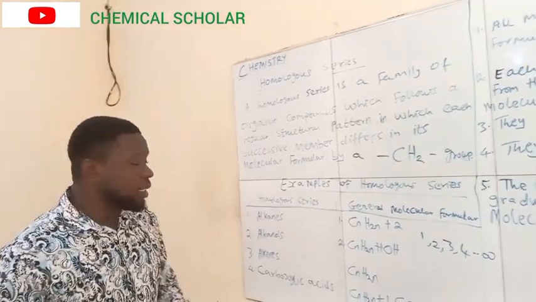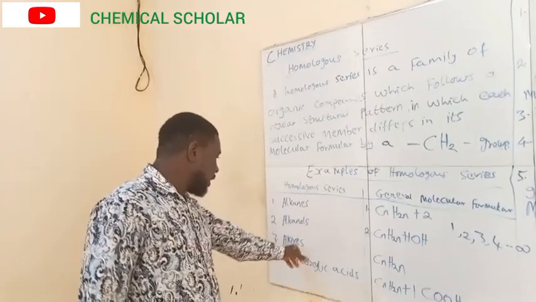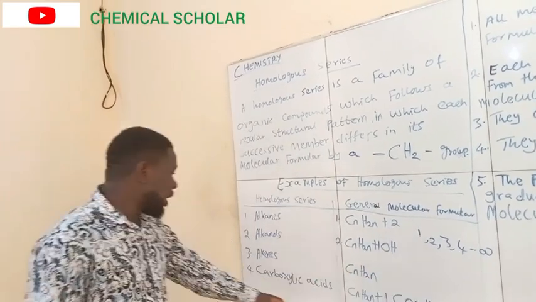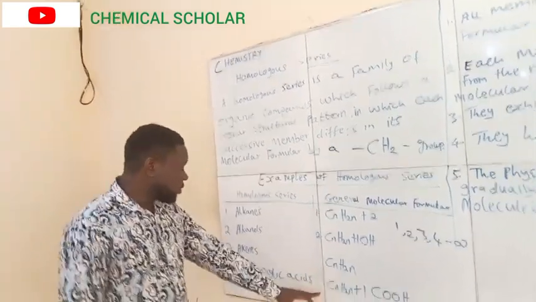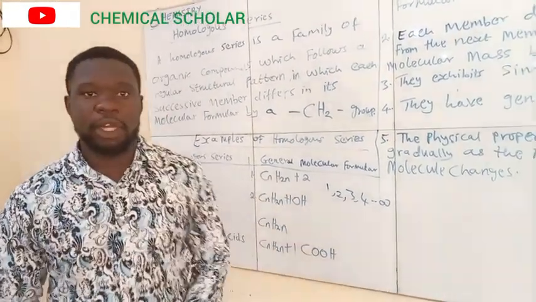The next example is alkenes. We have alkenes with a general molecular formula of CnH2n, and then we have carboxylic acids with a general molecular formula of CnH2n+1COOH.